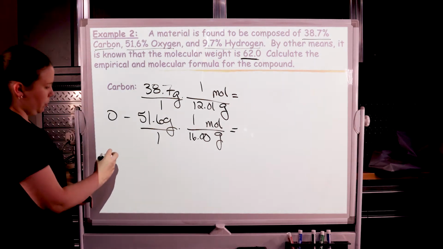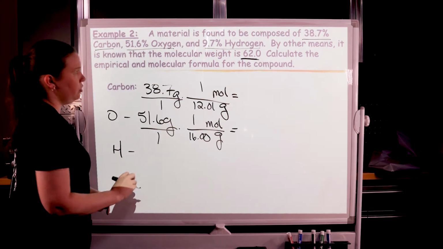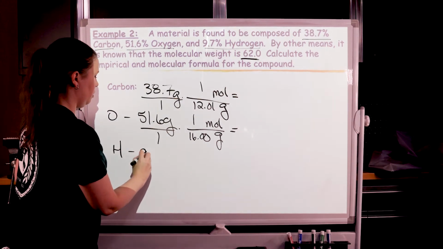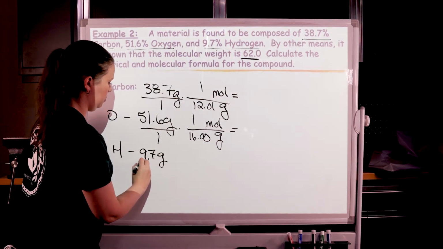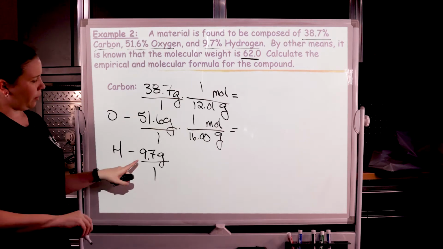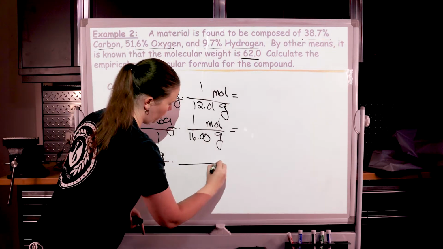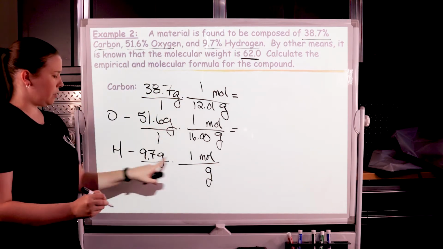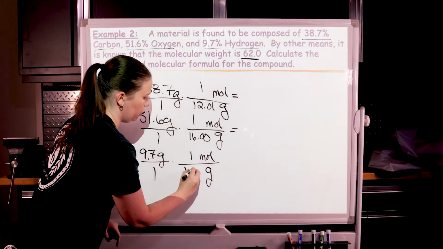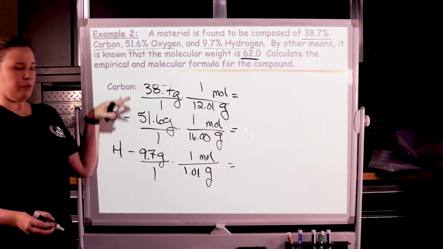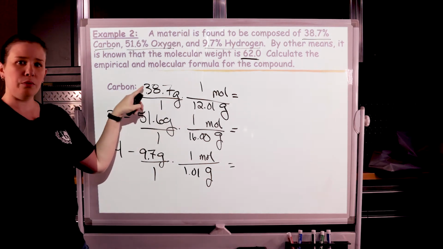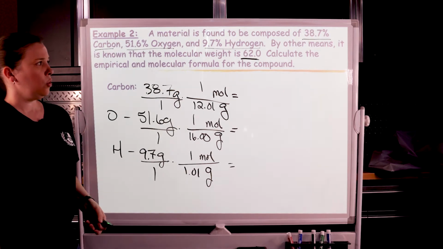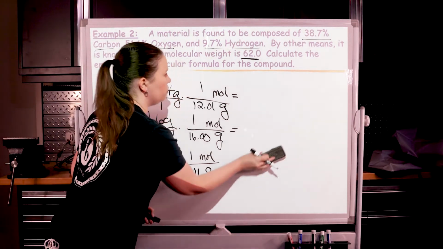And then last but not least, we have our hydrogen. So the hydrogen was 9.7% of 100, or 9.7 grams. All right, and so since I'm given grams, that goes on the bottom, and we convert to moles. Still 1 mole, but this time the molar mass for hydrogen, 1.01. So if I do this division, essentially what we're doing here is dividing by the molar mass. That's going to convert grams to moles. We're going to be able to get our 3 different moles.